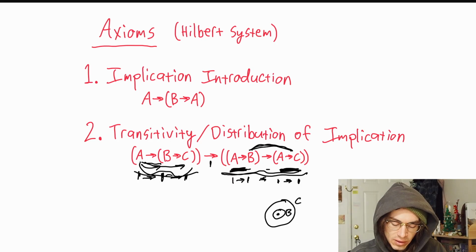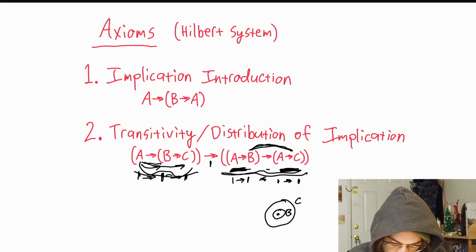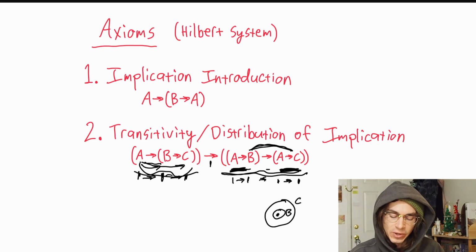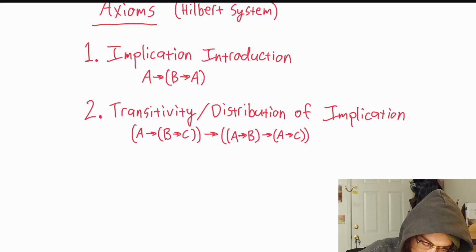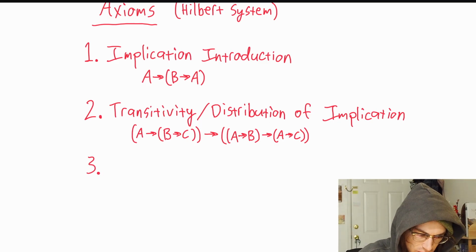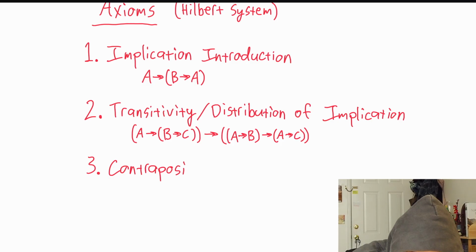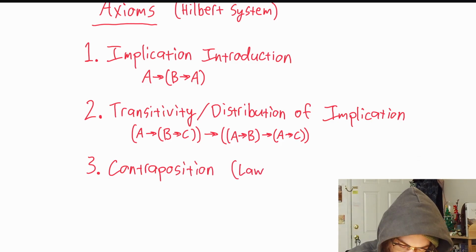You have to be. So if A being true means that you're in B, we already know that we're also in C, which means that being in A means you're also in C. And what is the last axiom? The third and last axiom is called contraposition, but it's also just a reformulation of the law of excluded middle.